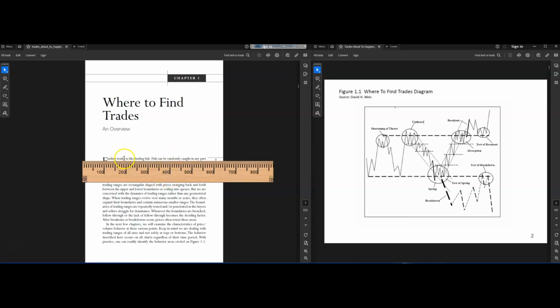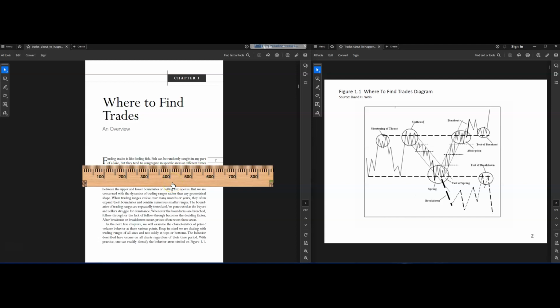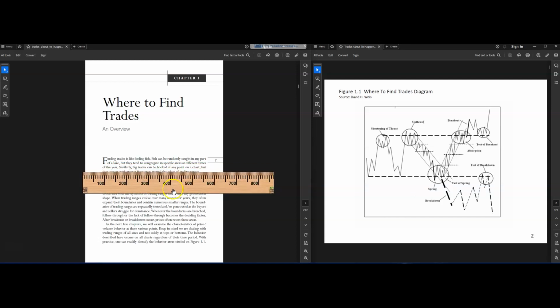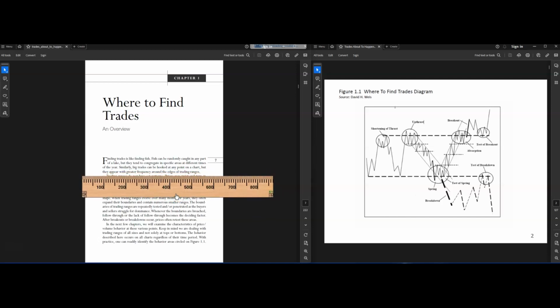So he says, finding the trades is like fishing. Fish can be caught in any part of the lake, but they tend to congregate in specific areas at different times of the year. And big trades can be hooked at any point in the chart, but they often appear around the edges of trading range. So the edges of trading ranges, when you have a rally, right, or a high, that creates an edge. When you have a low, that creates an edge.